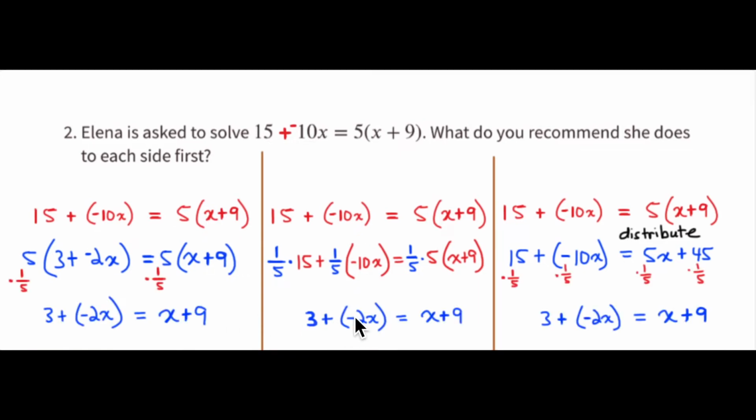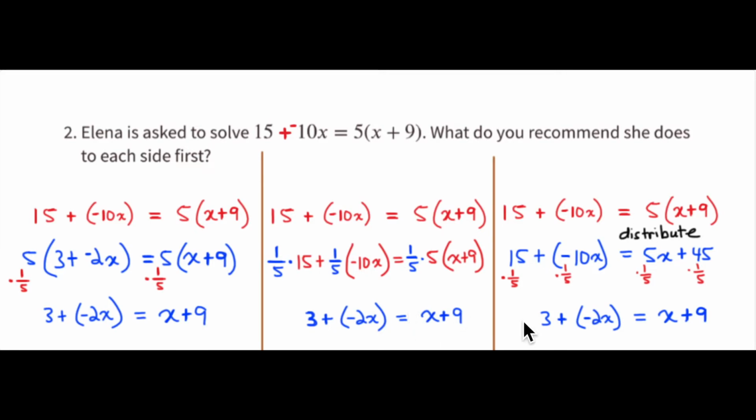Now, every one of these, I can get to the same equation. So 1/5 of 5 of these groups is one of these groups, and 1/5 of 5 of these groups is one of those groups. So 1/5 of 5 groups equals 1/5 of 5 groups. In the middle, it's 1/5 of each of these terms. So 1/5 of 15, 1/5 of a negative 10x, and 1/5 of 5 groups, again, is one of those groups.